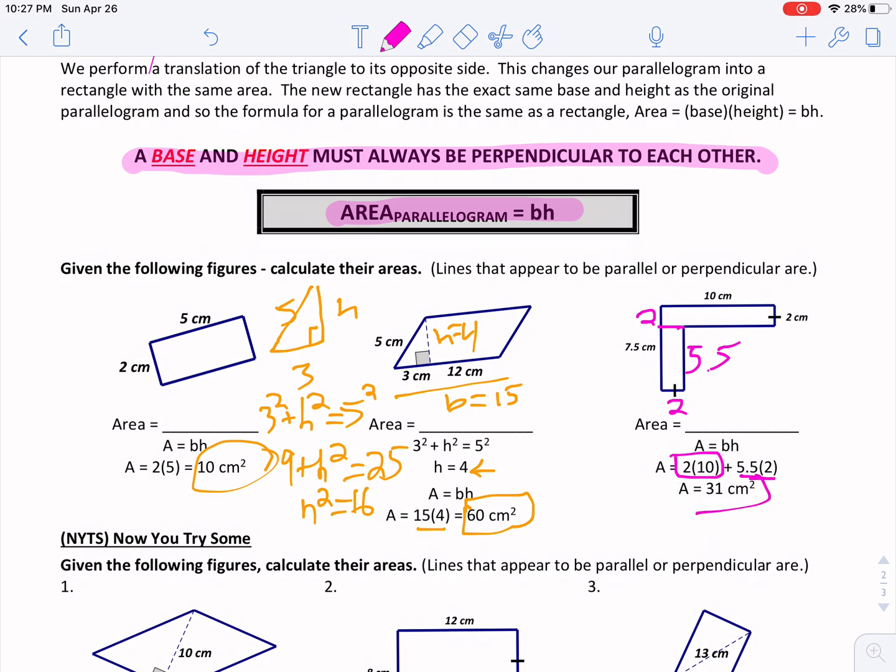Some of you might not do it that way. Some of you might decide, I want to split it going up. So we'd have 7.5 times 2 for that vertical rectangle on the left side. But now we're not going to take 2 times 10, because this part from here to here is not 10. It's 10 minus 2, which is 8. So that's 15 plus 16, which is 31 centimeters squared.